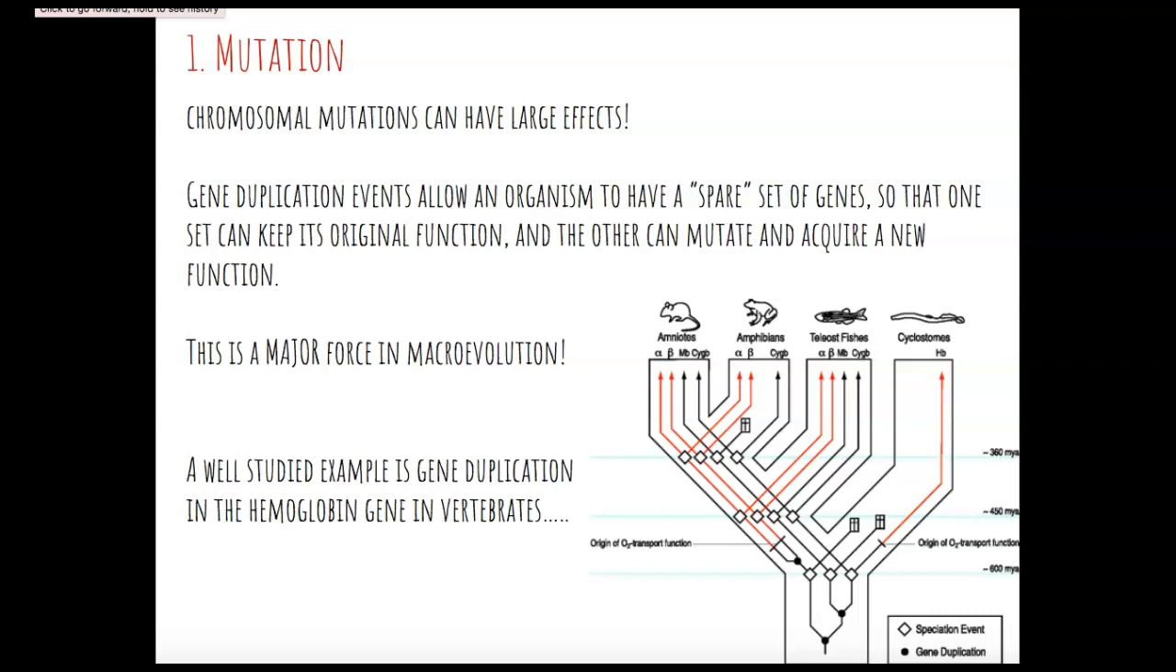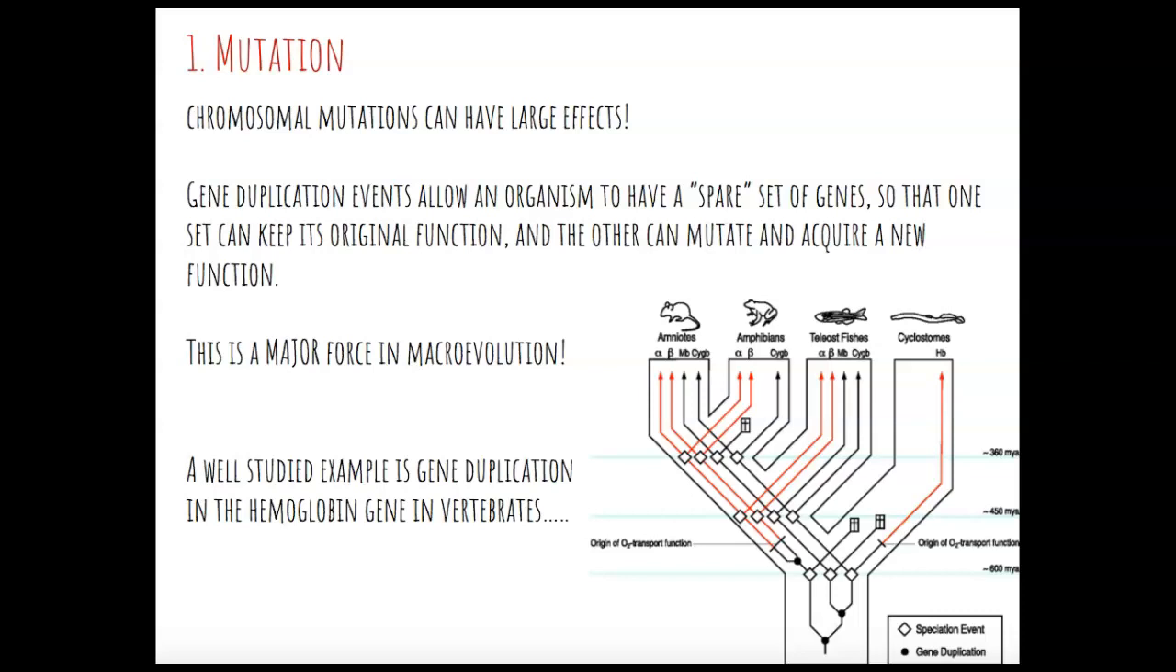Chromosomal mutations can have very large effects when we're talking about evolution. In particular, gene duplication events allow an organism to have a spare set of genes so that one set can keep its original function and the other can mutate and acquire a new function. So this is a major force in macroevolution. And macroevolution means speciation events, which essentially is the creation of new species. When we talk about speciation, we're saying that we have a species that then splits evolutionarily, and you have a new branch where we've created an entire new species. And that's what we talk about during macroevolution.